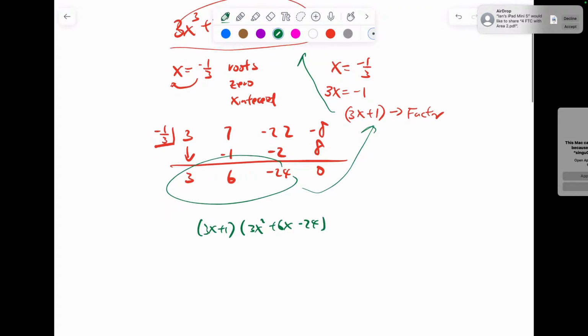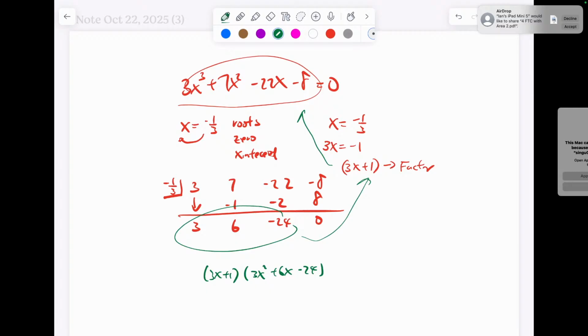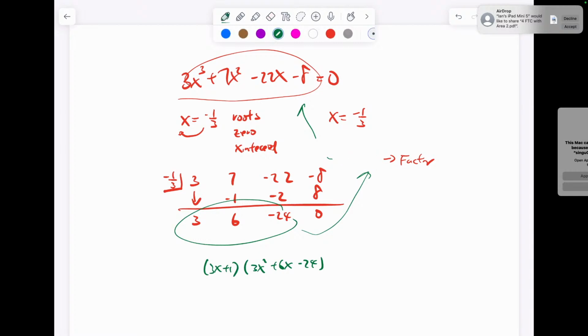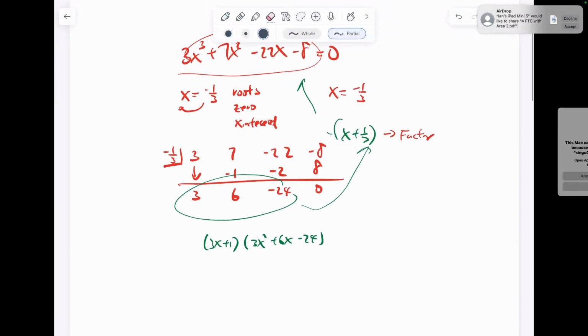Now you can factor out the GCF here. Wait, hold on a second. Oh, this one's just x plus 1/3. Sorry. I just moved the 1/3 to the other side. So it'd be x plus 1/3. Sorry, this one's x plus 1/3.